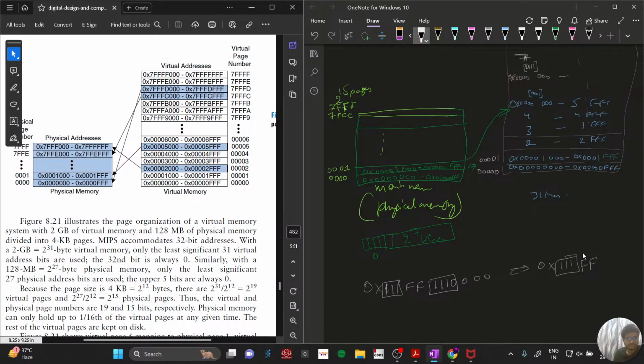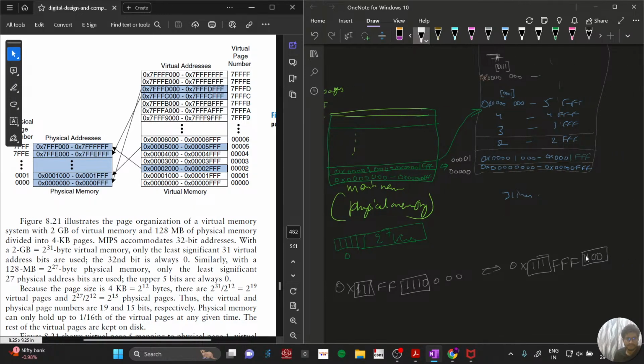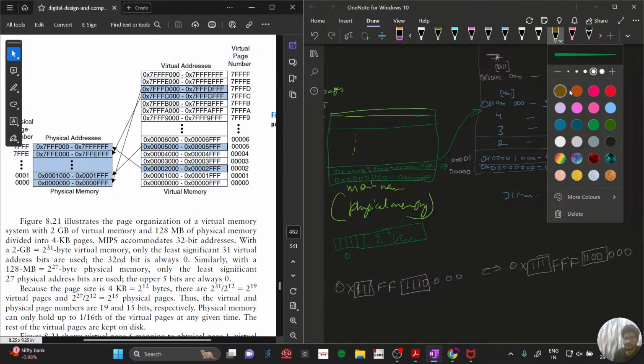Okay, we should leave 3 bits, right? So triple F C, 7 double F E. So I shouldn't consider this. I mean, let me write that as it is. Triple F C is 100 triple 0. So I would consider only these.